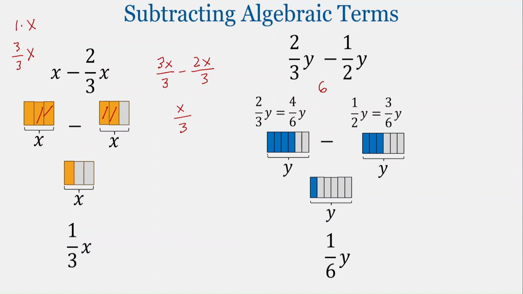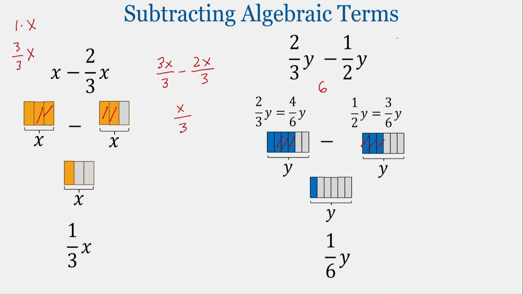So we're going to take y, represented by this bar, and divide it into 6 equal pieces. And so for 2/3, which is now 4/6, we will shade 4 of those 6 regions. And for 1/2, whose equivalent fraction is 3/6, we will shade 3. So now we're going to cancel out 3 of these regions. And that's going to leave us with 1 region. So 1 of these 6 regions in y is still shaded. Our answer is 1/6 y.